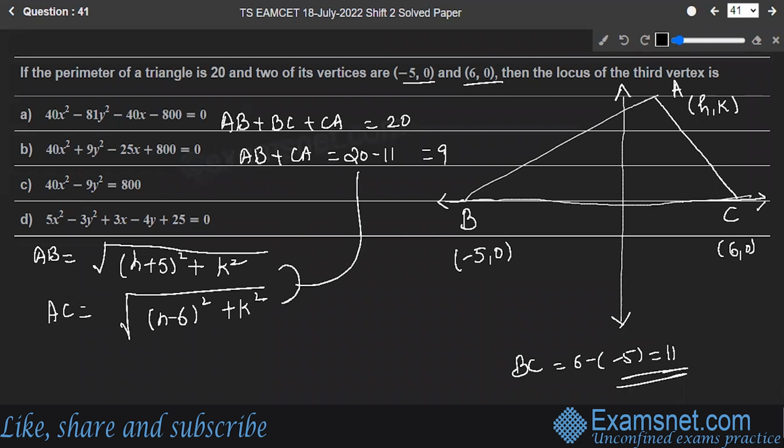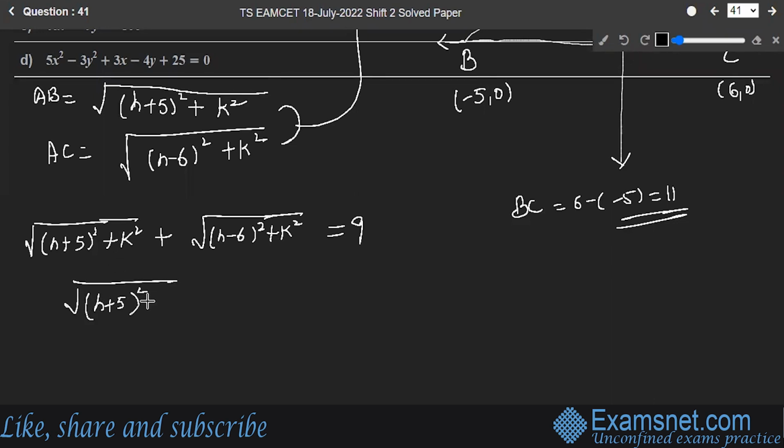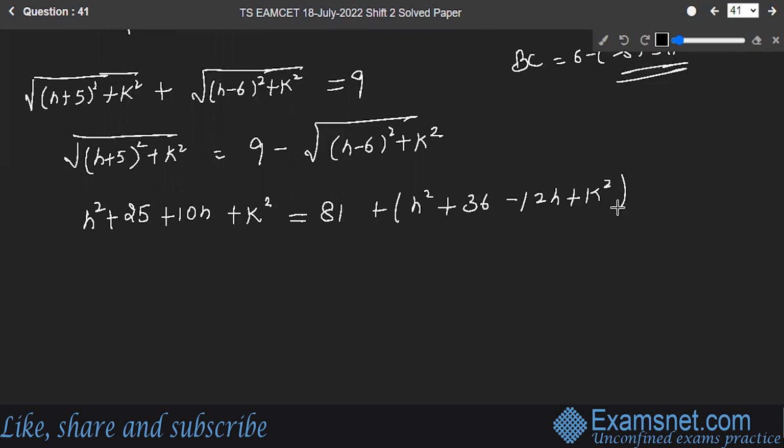So let's put both of these in this equation. You will get root of H plus 5 square plus K square plus root of H minus 6 square plus K square is equal to 9. Sorry, it was 9 only, right? So next you can write it as root of H plus 5 square plus K square is equal to 9 minus root of H minus 6 square plus K square. Let's do squaring both sides. I'll open up the square also. This is H square plus 25 plus 10H plus K square is equal to 81 plus H square plus 36 minus 12H plus K square.